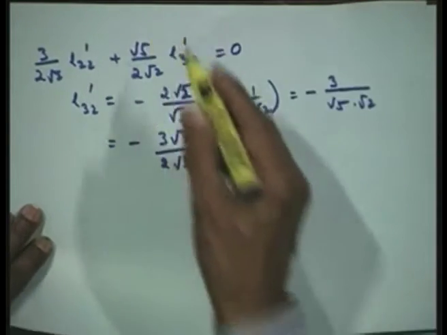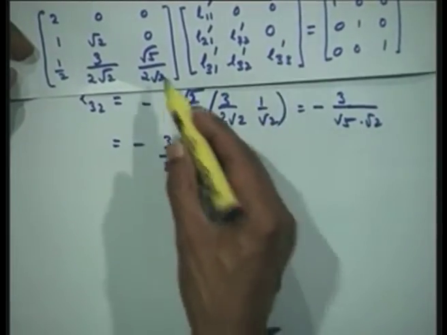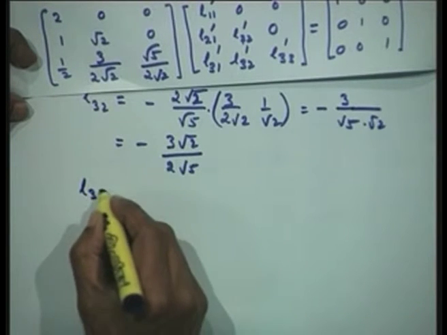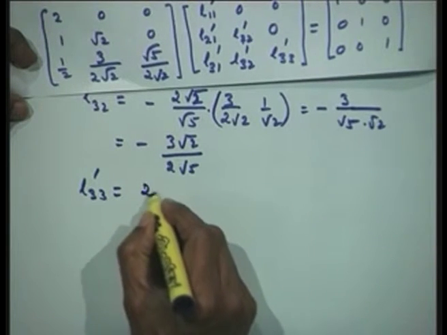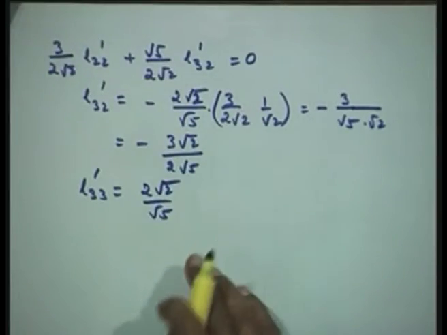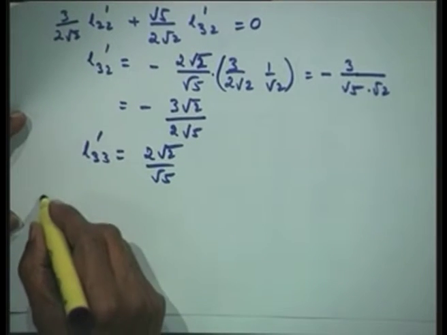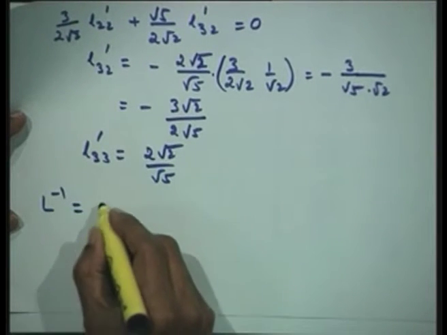And lastly we have the product of this row and this column. So that will be simply, which I said trivially it is true. So you will get it as 2 root 2 by root 5, the inverse of this element. Therefore, we have determined our L inverse.